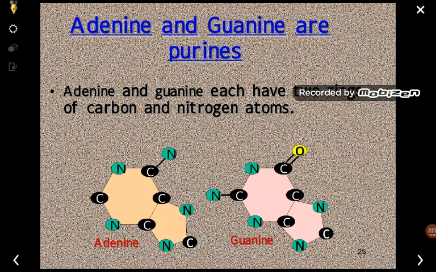Adenine and guanine are the purines because they are double ring compounds. They consist of two rings. So adenine and guanine each have 2 rings. You can see this is 1 ring, this is another ring. So a purine is a 2 ring compound of carbon and nitrogen atoms.